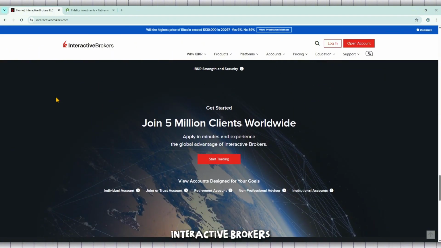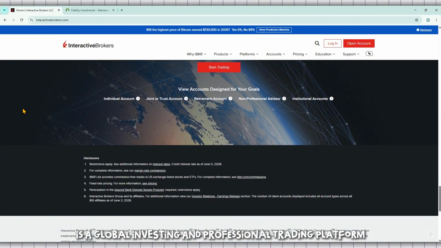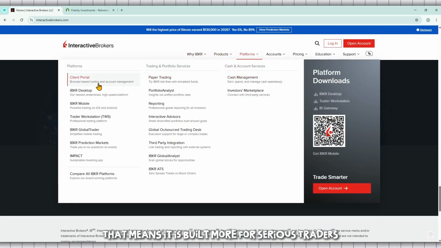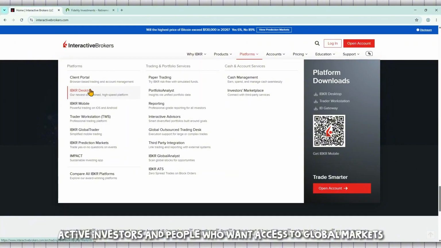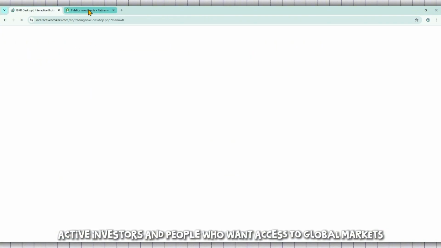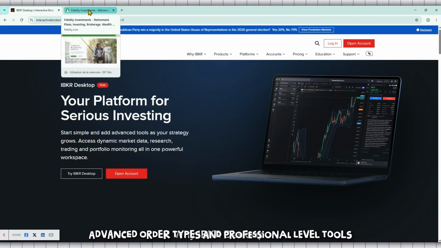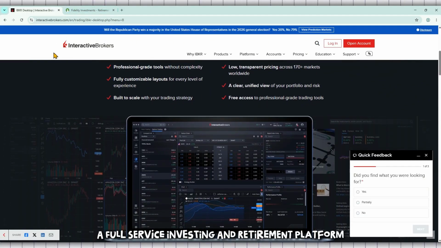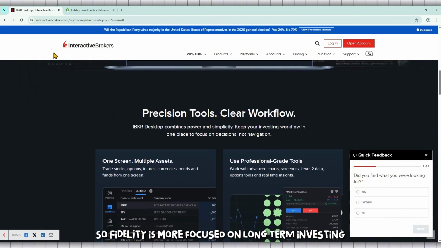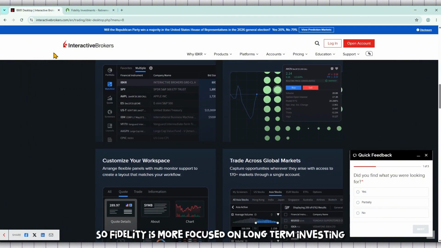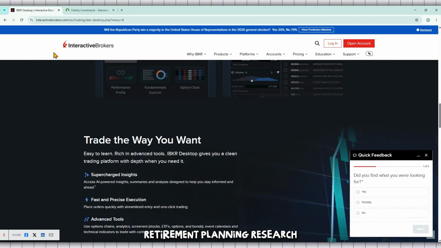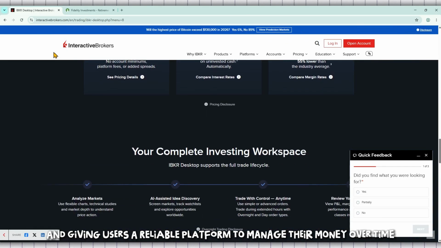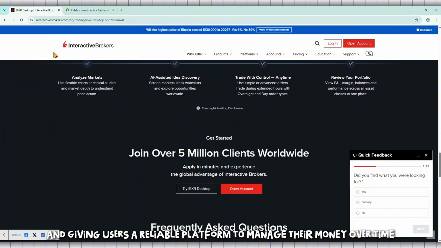So let's start right here with Interactive Brokers, because the main focus of Interactive Brokers is that it is a global investing and professional trading platform. That means it is built more for serious traders, active investors, and people who want access to global markets, advanced order types, and professional-level tools. Fidelity is a full-service investing and retirement platform. So Fidelity is more focused on long-term investing, retirement planning, research, mutual funds, and giving users a reliable platform to manage their money over time.